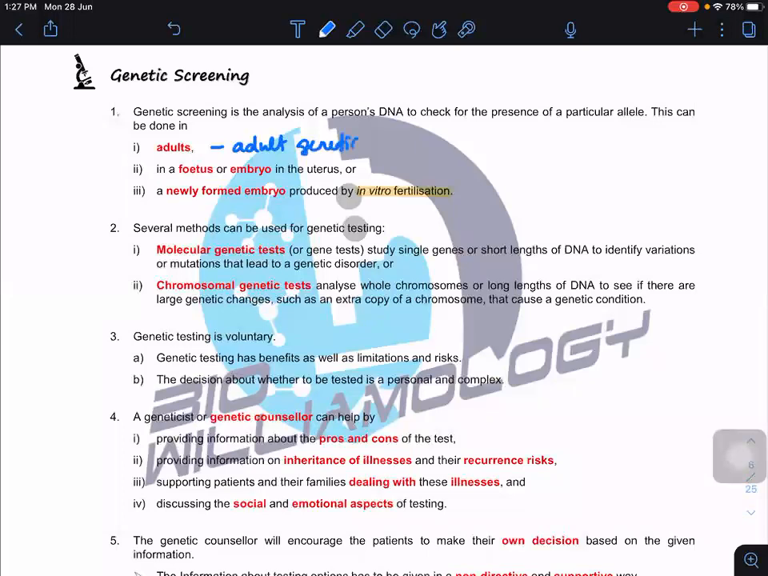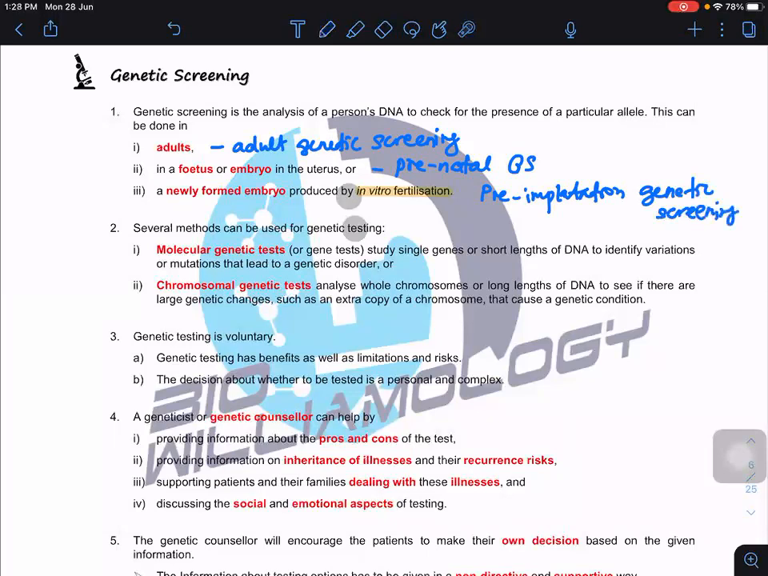genetic screening. This one we call the prenatal genetic screening, and the newly formed embryo we call the pre-implantation genetic screening. Okay, the words we use.